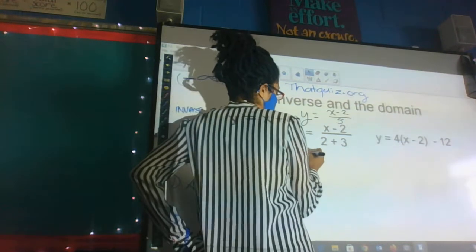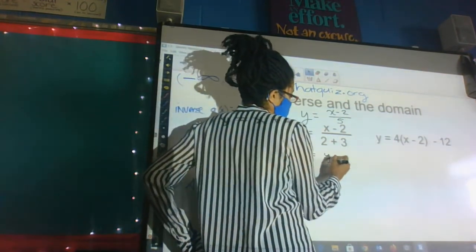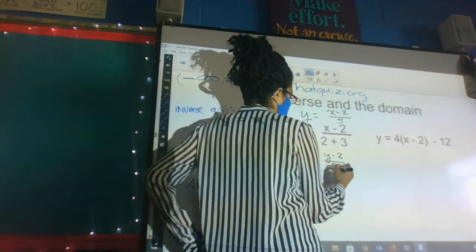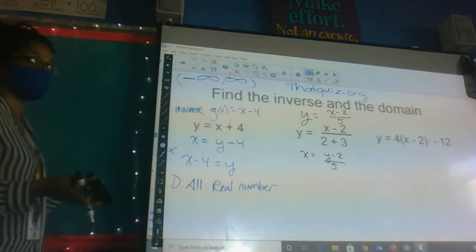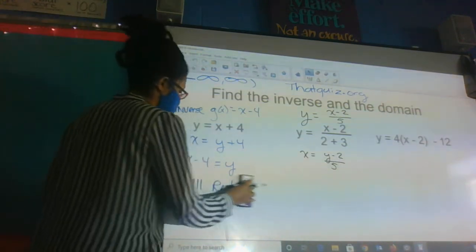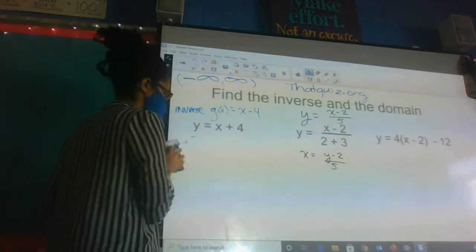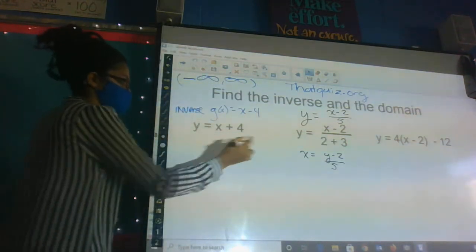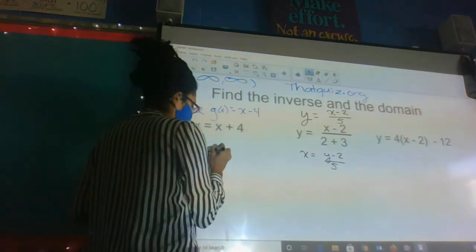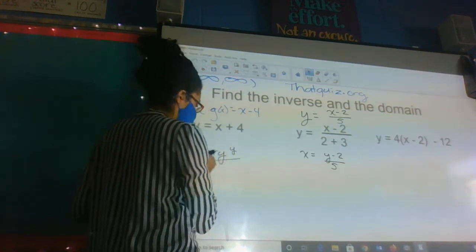Now you already told me to switch my X and Y. So again, now that there's more than one step, I'm going to write my story out, because I don't want to mistakenly do the wrong step. So, my story of Y.